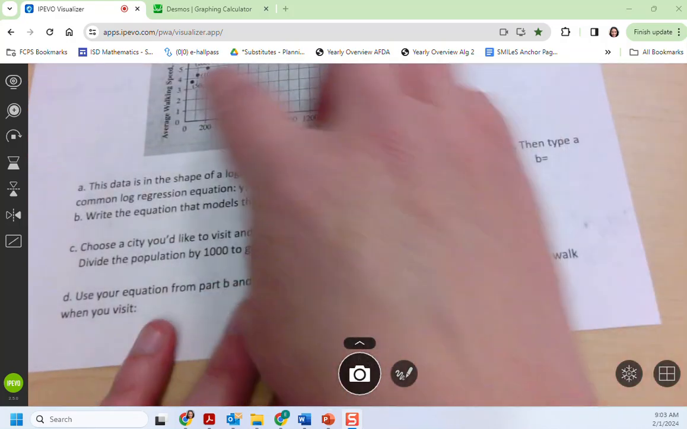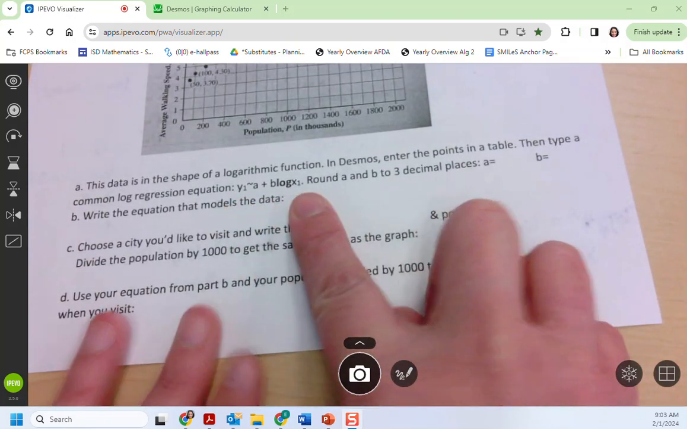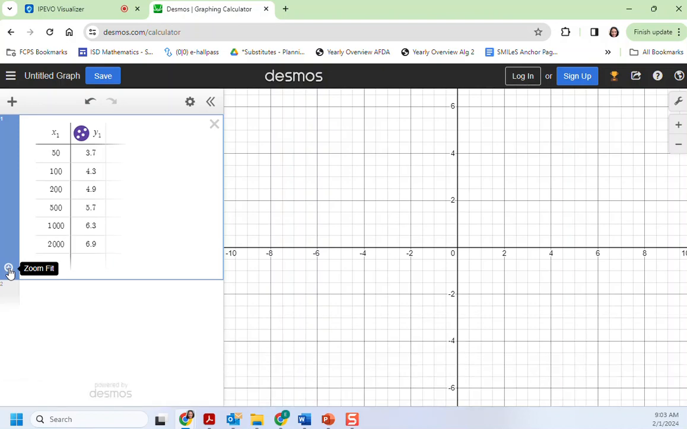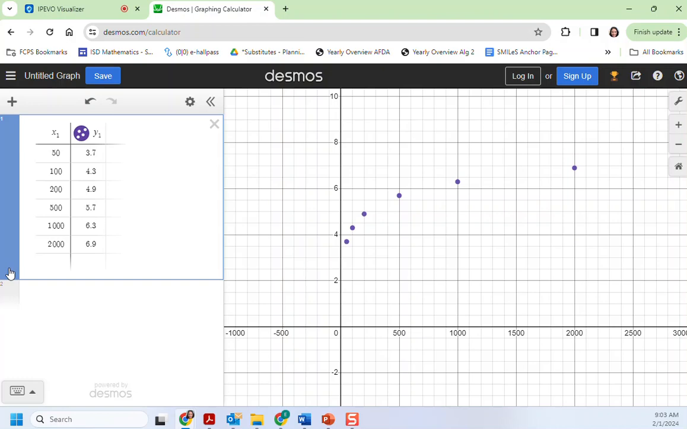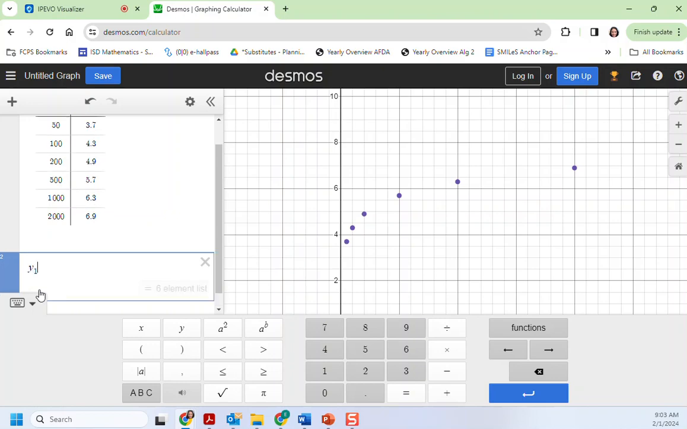Okay, so most of you have these in your table now, and we're going to look at those points, and then we're going to put in this regression right here. So I put them in, but I can't see them. I'm going to press the zoom fit that's over here, the magnifying glass, and then you should be able to see them. Below here, I'm going to type the equation that's on my worksheet, y1 ~ a + b log x1. All right, notice that there's no base on my log. When there's no base on the log, what is the base we're using? 10. Good.